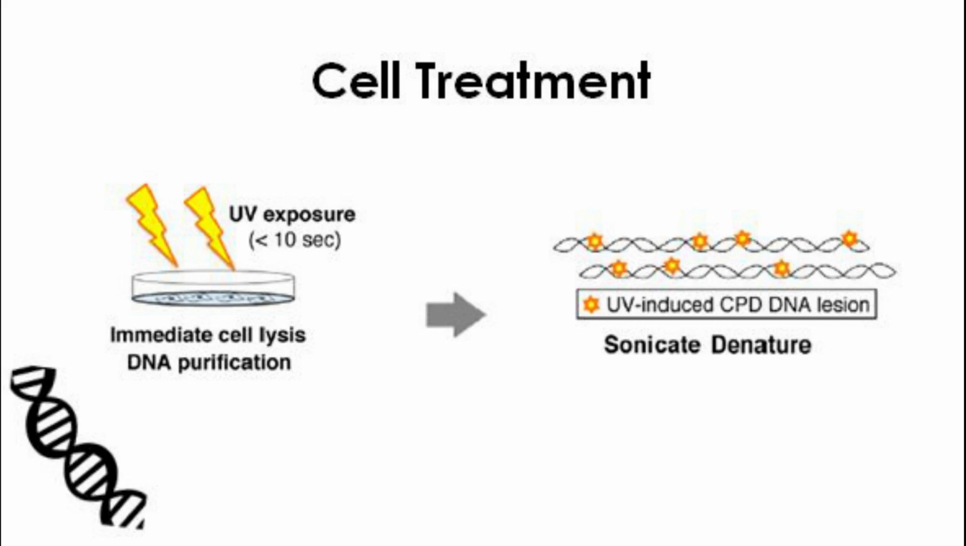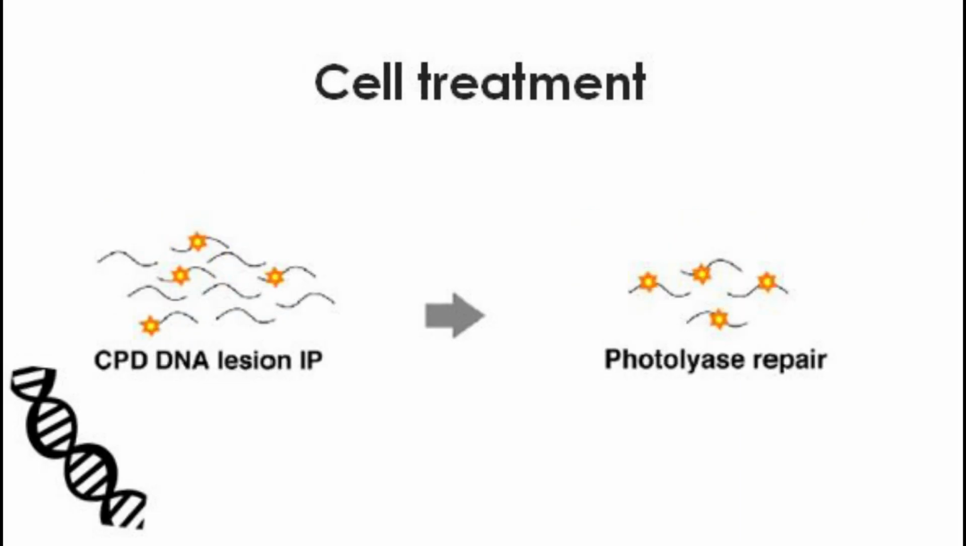The experimental procedure was executed by firstly treating the IMR90 cells. The cells were exposed to UV radiation with 100 joules per meter squared for less than 10 seconds before the cells were lysed with 1% SDS buffer. Then, immunoprecipitation was performed by purifying sonicated single-stranded DNA with anti-CPD antibodies. The cells were then repaired with photolyases.